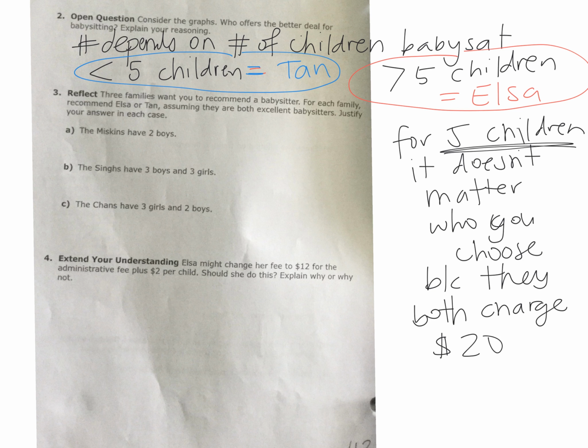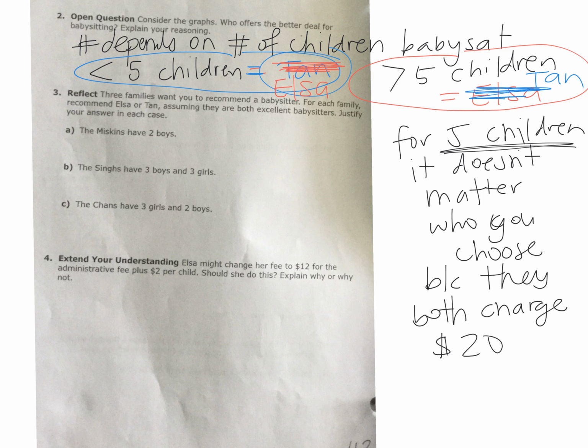Because less than 5 children, Tan makes more money. So she's actually not the better deal. You don't want to go with the person that charges more, right? Who do you want to go with? Less. So I made a mistake. You would choose Elsa. And for more than 5 children, you would choose Tan because Tan is cheaper. Okay, just switch the names around. I messed that up. Okay, so here's an example.